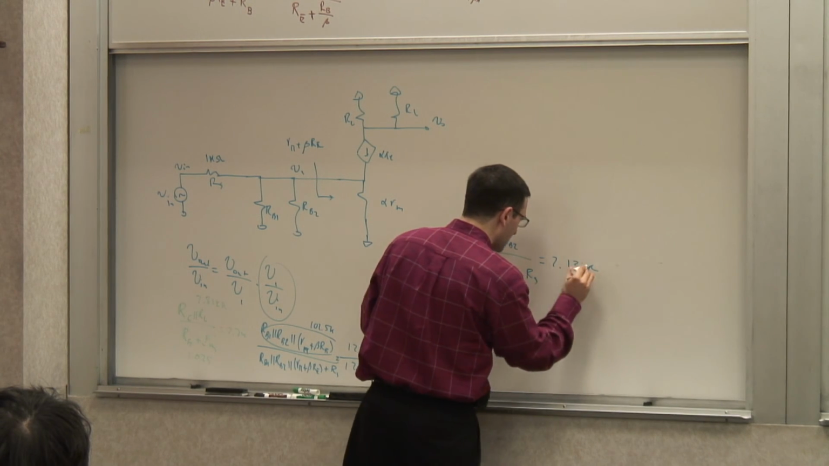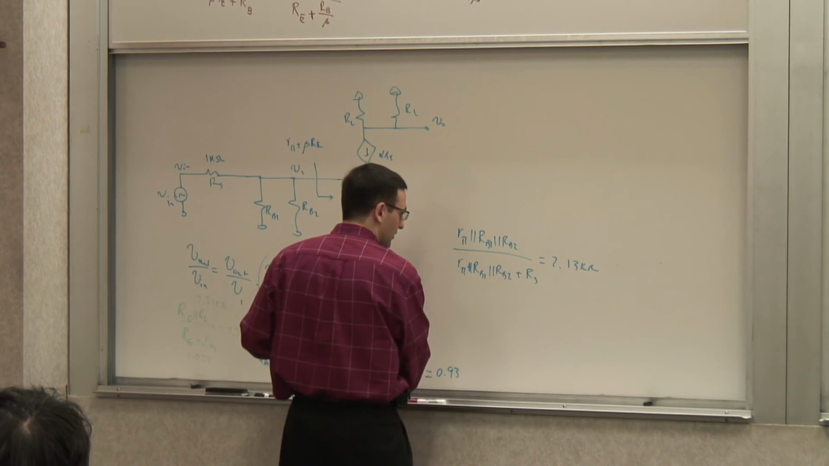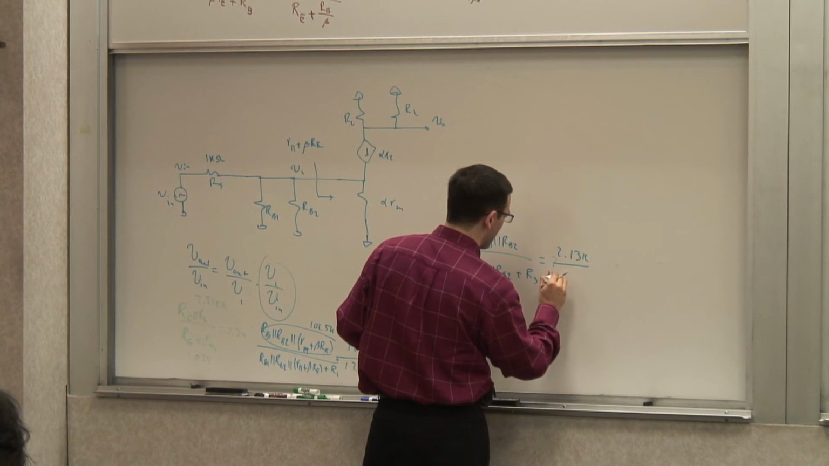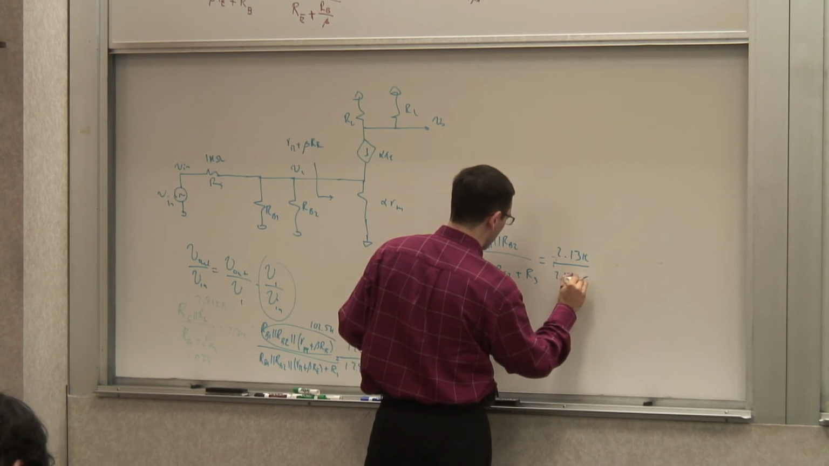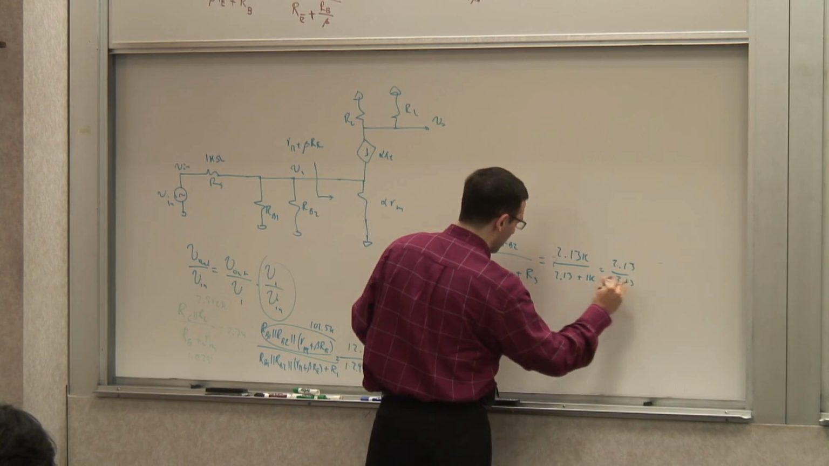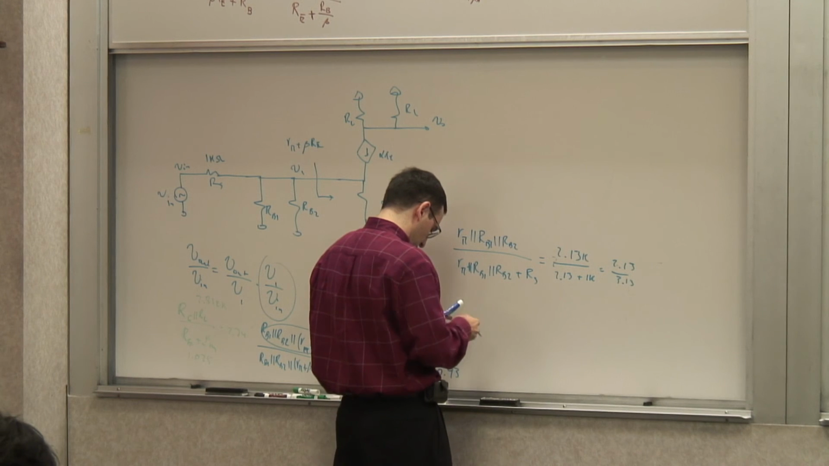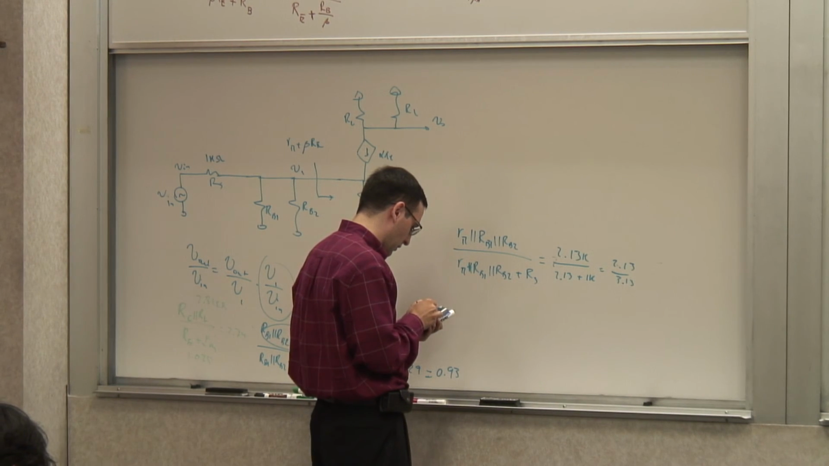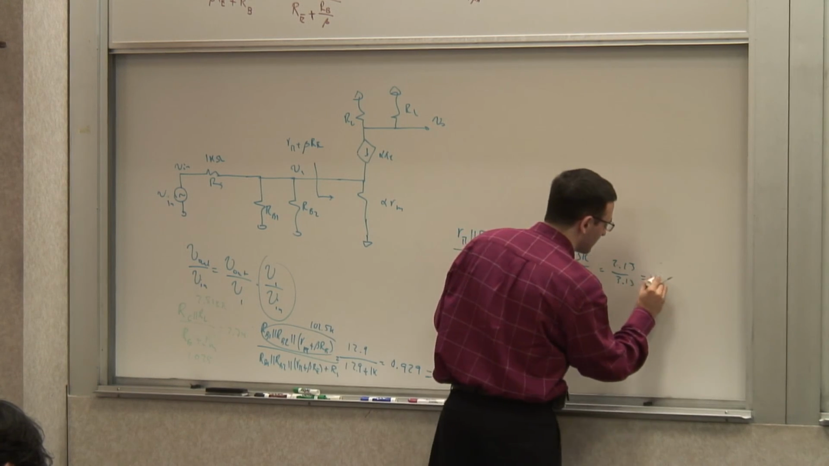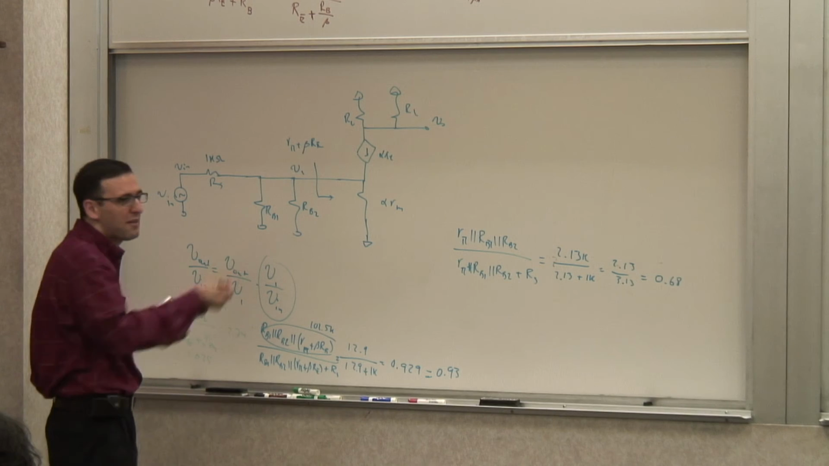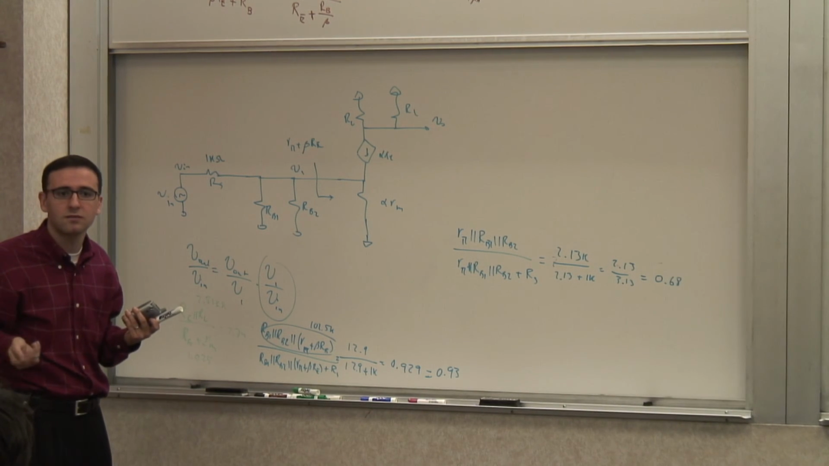2.13 kilo ohms. That's the numerator. So 2.13 kilo divided by 2.13 plus 1 kilo, so it's about 2.13 divided by 3.13, which is about 0.68. So we said 0.7, 0.68, so it was not that far off.